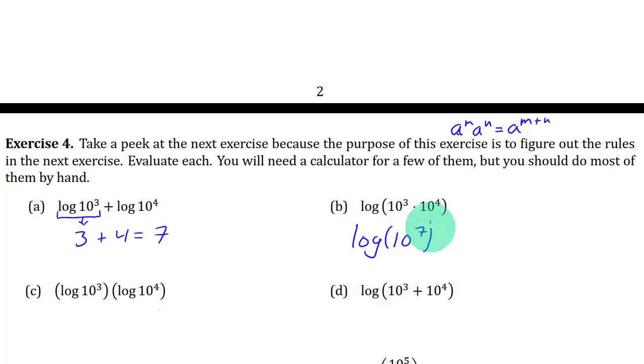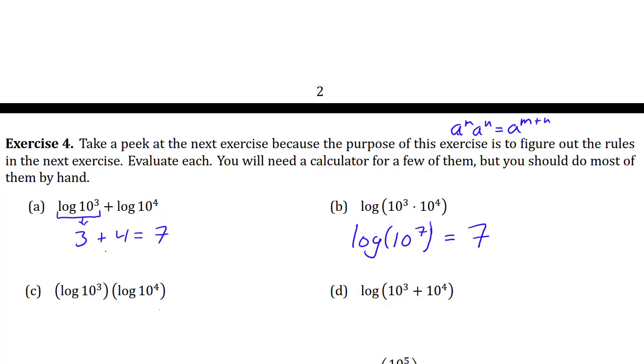And once you write it that way, you can then use the inverse properties and say this is just going to be 7. Okay, so it looks like both A and B are sort of doing the same thing. You're adding up the 3 and the 4s in a different way. With B, you're adding up the 3s using the exponent rules. Here, you're just doing the logarithms first and then adding up the 3 and the 4.